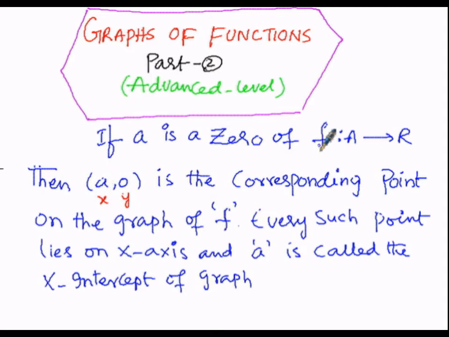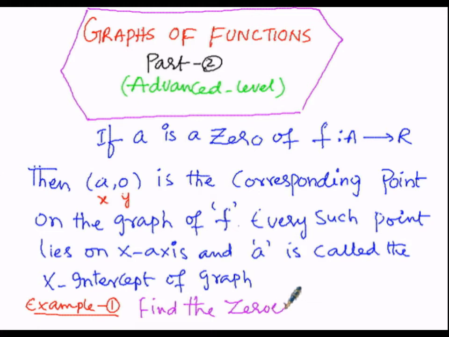Now, based upon this condition, we are going to find a few zeros of functions. So let us work through one example. In example number 1, find the zeros of the functions which are given to us. Then we are going to consider the case number 1 in this regard.